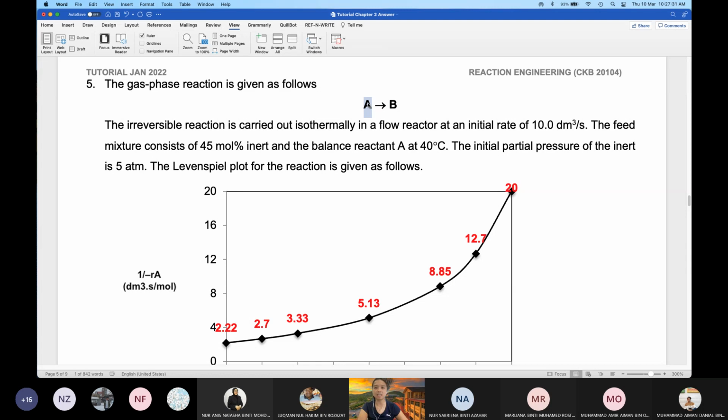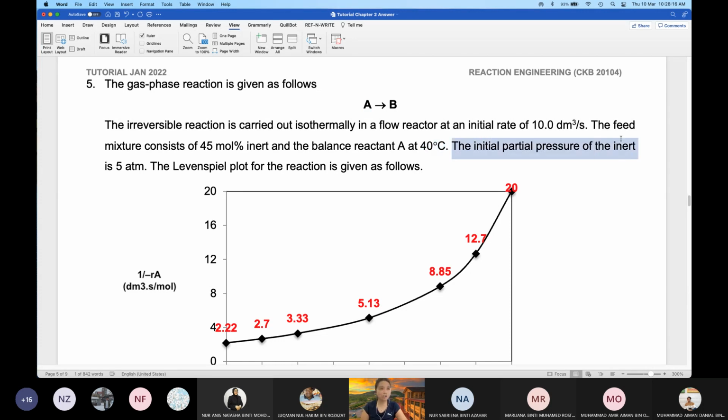Kita tak tahulah gas tu apa, tapi it's inert gas. Meaning, it won't be involved in the reaction, but it exists in the system. So, 45 mole percent gas inert. So, kalau balance dia A, means 55 mole percent tu gas A. So, 45 mole percent inert, baki 55% mole tu adalah gas A. Means, YA not saya 0.55. Okay, kenapa 0.55? Sebab 45% inert, 55% A. So, YA not 0.55. Next, dia beritahu kita, temperature 40 Celsius, T not 40 Celsius.